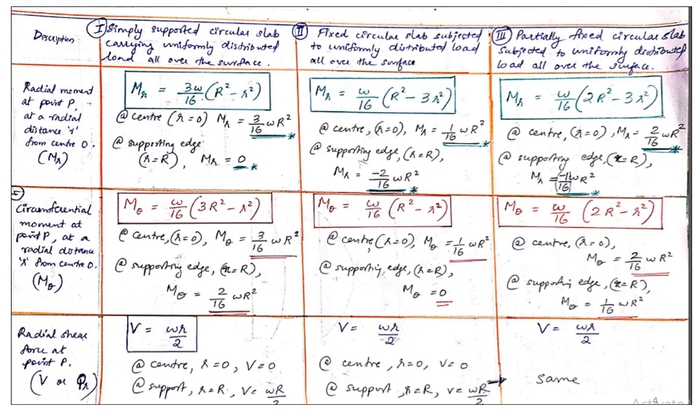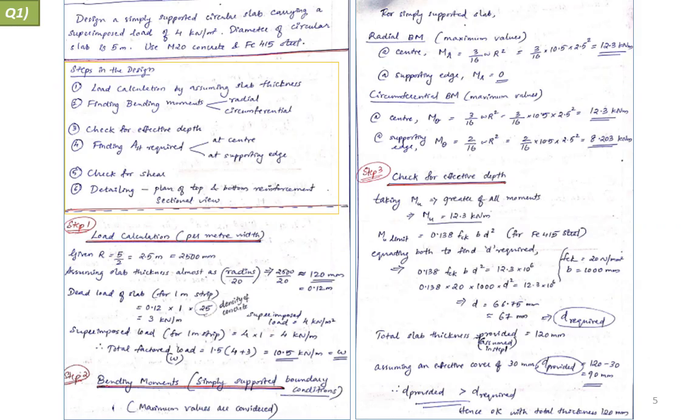Now we shall move on to a design problem. Design a simply supported circular slab carrying a superimposed load of 4 kN per meter square. The diameter of the circular slab is given as 5 meters, and the grades of concrete and steel to be used are also given. So we shall see what the steps in the design are. We first have to find out the load coming on the circular slab. For that, we have only the diameter of the circular slab, which is 5 meters.